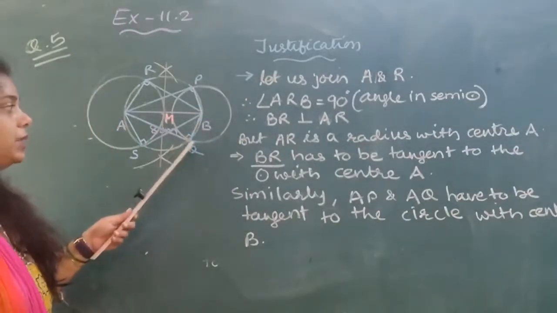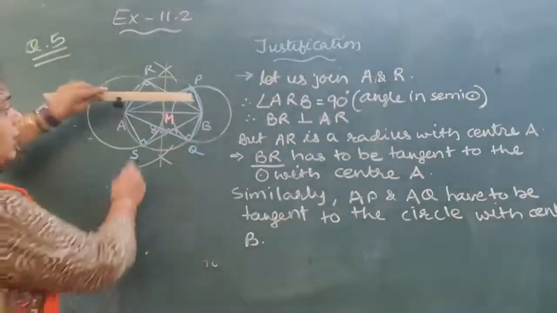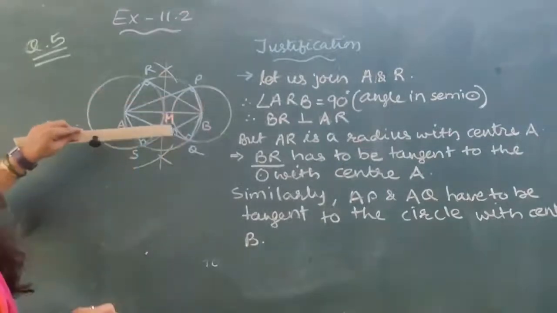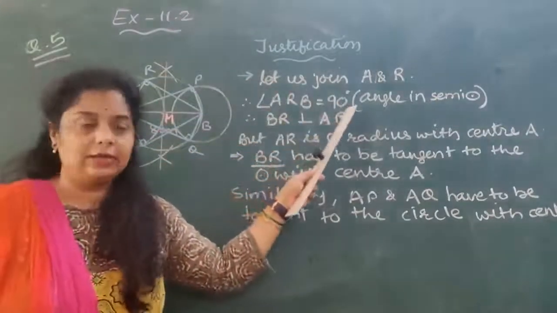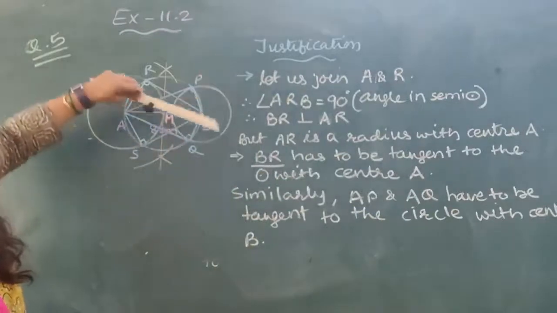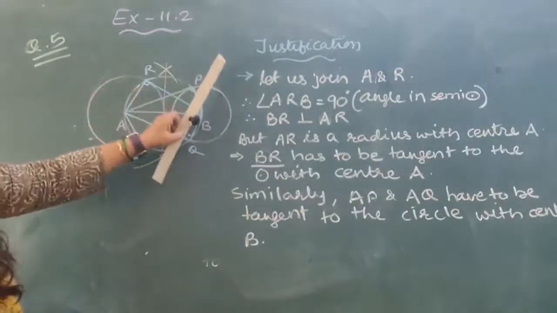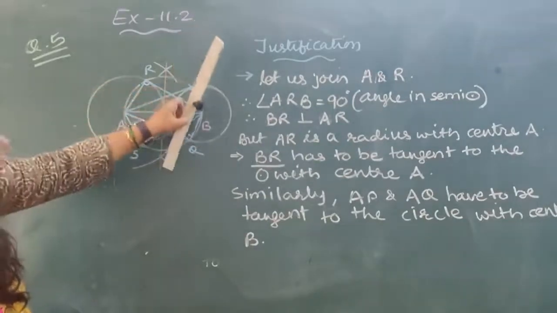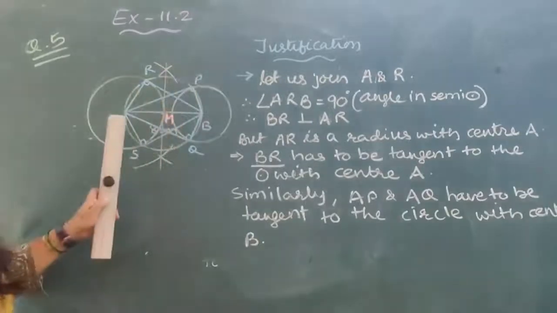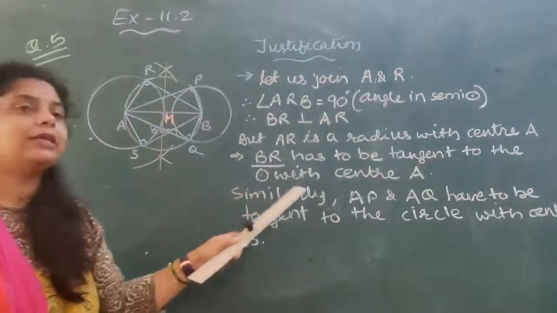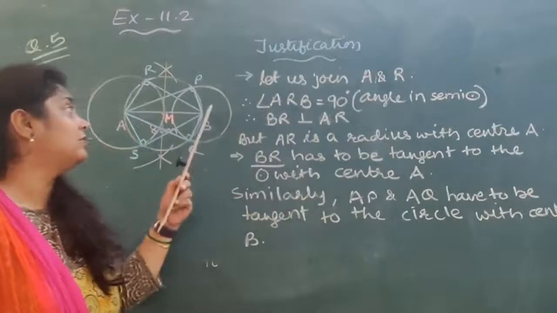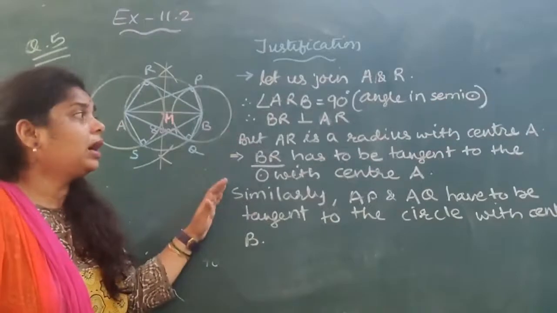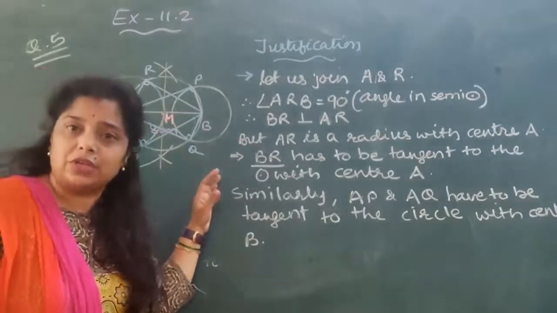Similarly, join B and Q. So again this is a semicircle, and angle BQA subtended in a semicircle is 90 degrees, and therefore BQ is perpendicular to AQ, as BQ is a radius. So AQ has to be a tangent to the circle having center B. Okay, all these are the steps for the justification.